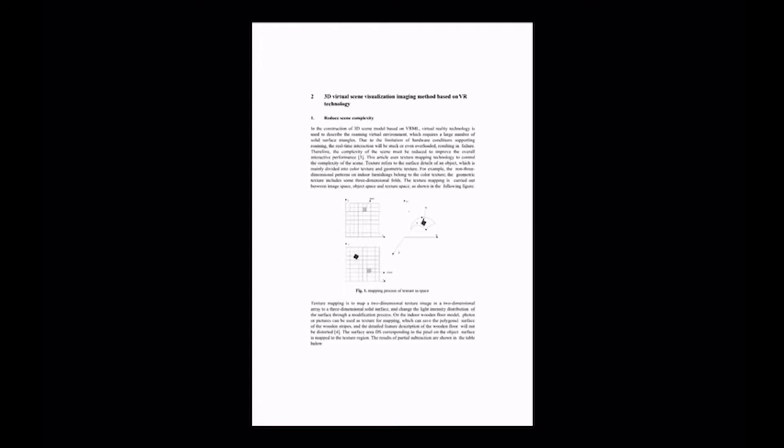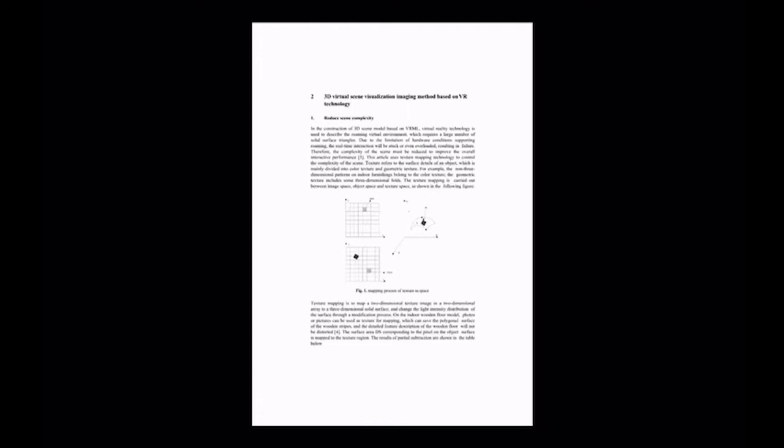In the construction of a 3D model based on VRML, virtual reality technology is used to describe the roaming virtual environment, which requires a large number of solid surface triangles. Due to the limitation of hardware conditions supporting roaming, the real-time interaction will be stuck or even overloaded, resulting in failure. Therefore, the complexity of the scene must be reduced to improve the overall interactive performance. This article uses texture technology to control the complexity of the scene.